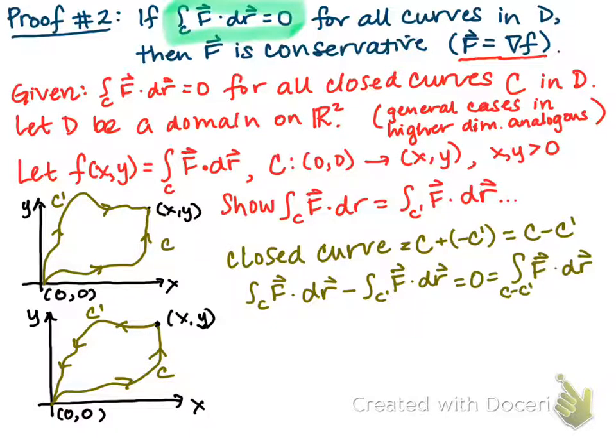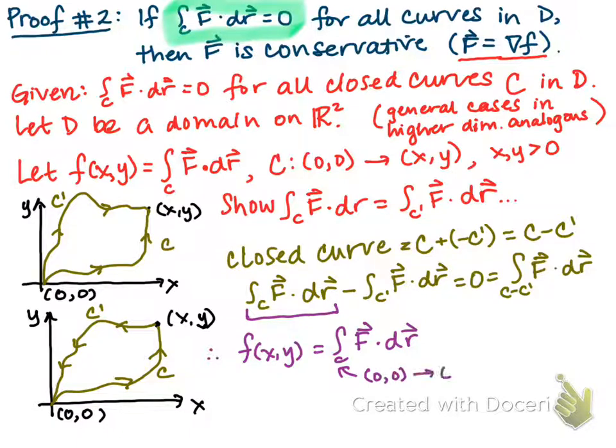Okay, so therefore, I've shown that this right here, the function that I've defined as my potential, is well-defined and independent of path. So that's the first step here. So it's reasonable to define my function f in this way.